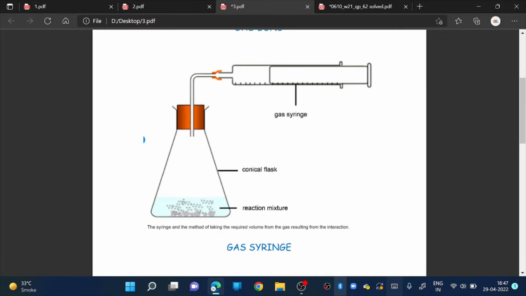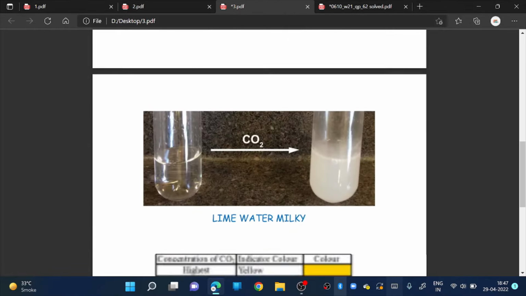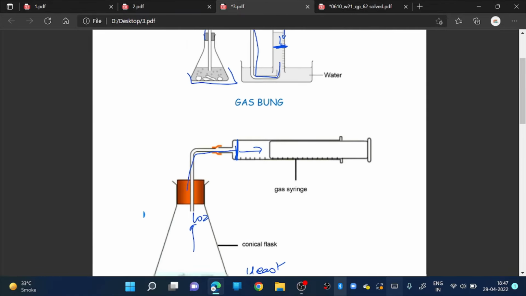Then we are looking at this as a gas syringe. Okay, so here the syringe at the start of the experiment would be here. Once the reaction happens, the yeast mixture here again will be reacting, the carbon dioxide gas rises and it will push the syringe, or that pressure will be pushing the part behind. Okay, so these are the different methods.